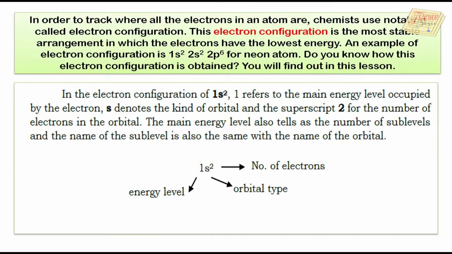In the electron configuration of 1s2, 1 refers to the main energy level occupied by the electron. s denotes the kind of orbital, and the superscript 2 is the number of electrons in the orbital. The main energy level also tells us the number of sub-levels, and the name of the sub-level is also the same as the name of the orbital.